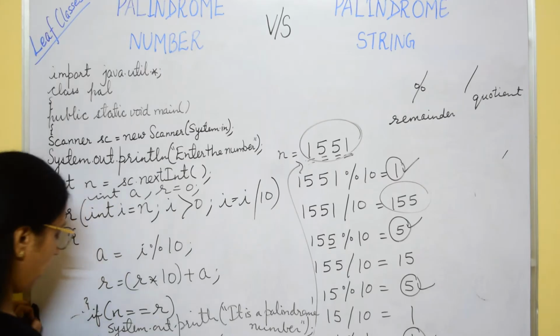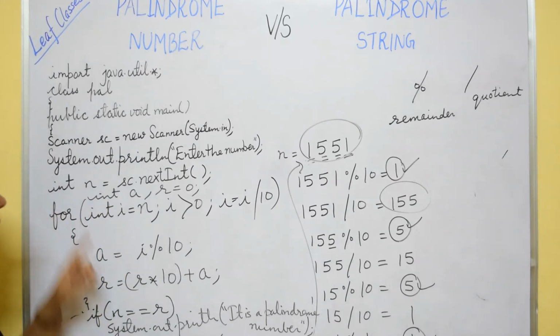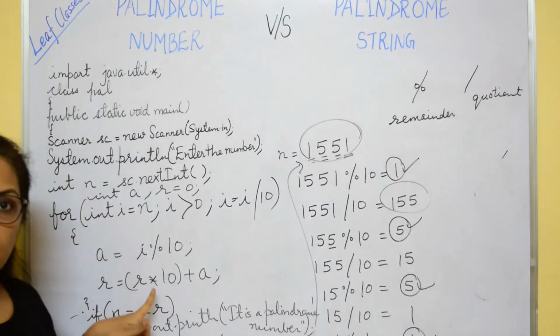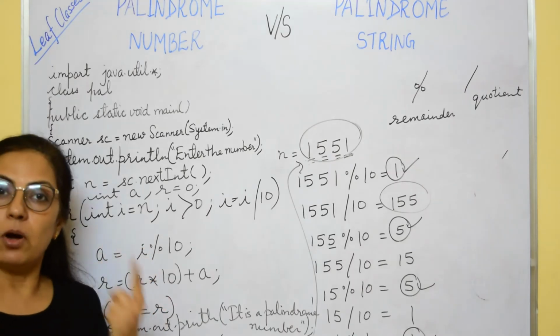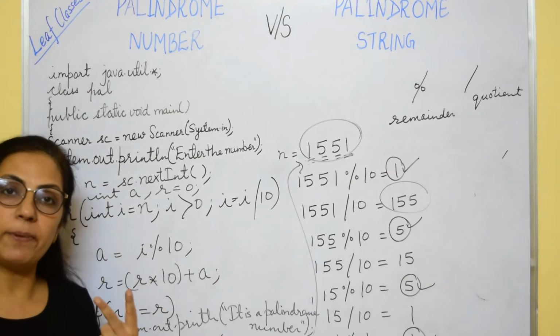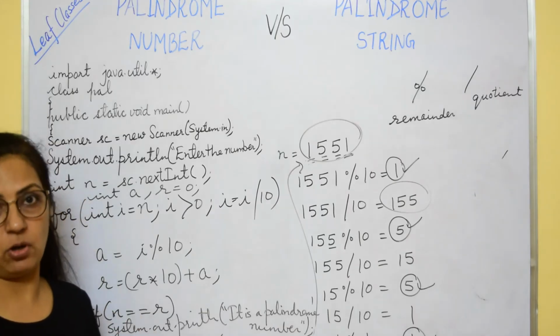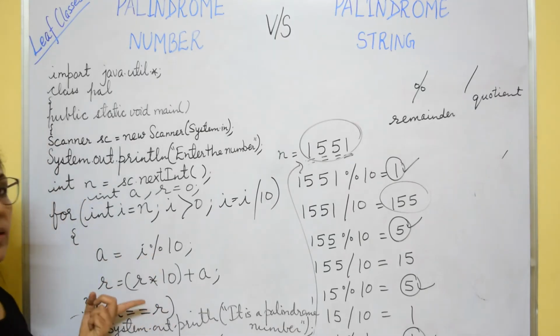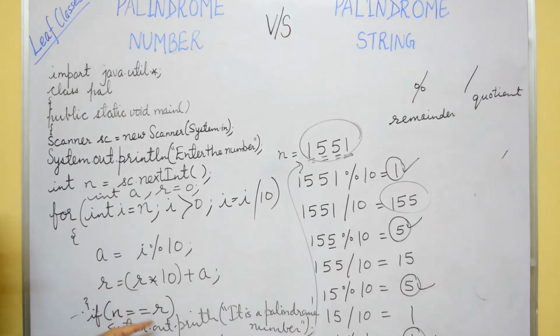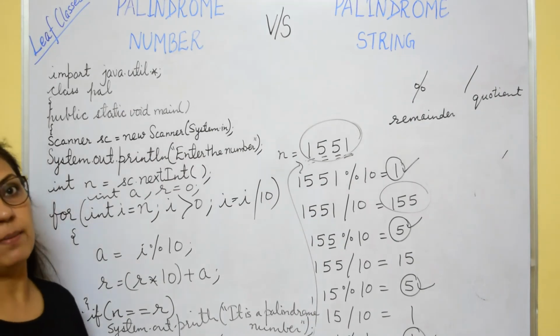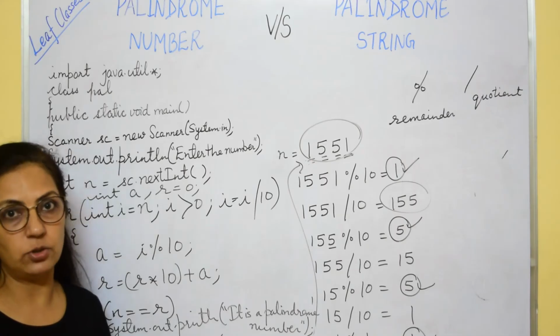So this is how we have done the program. Enter the number, find the reverse of the number using the loop, and here modulus and slash, these two operators play a very important role in finding the reverse of a number. Then you compare the entered number n and the reverse number r. If both are equal, display the message it is a palindrome number, else it is not a palindrome number.